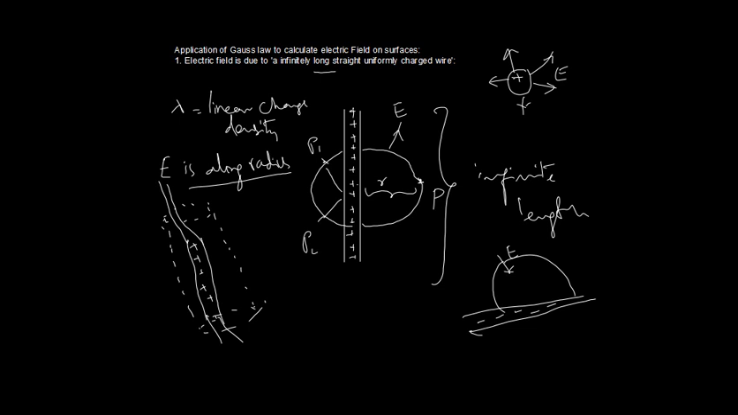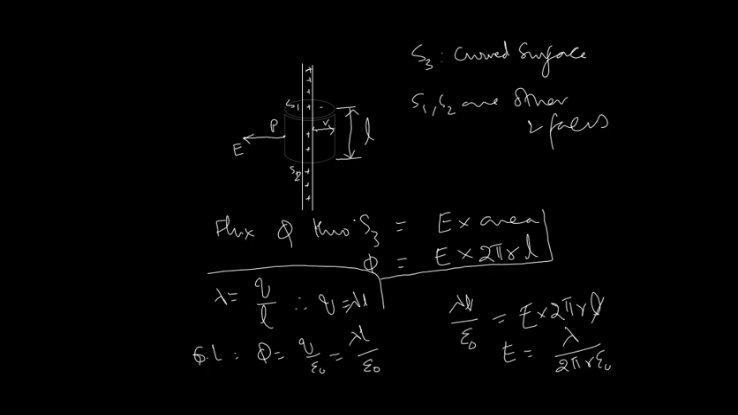So E is along the radius, and it will be pointing outward because it is positively charged. If it is negatively charged, E will point inward. We have considered a Gaussian surface. This is an imaginary cylindrical surface in which this wire is placed. We are assuming that, and therefore we apply the same thing like S1, S2, S3.